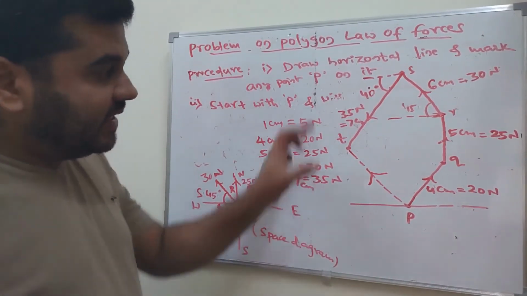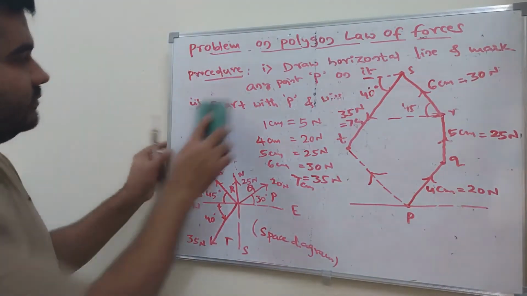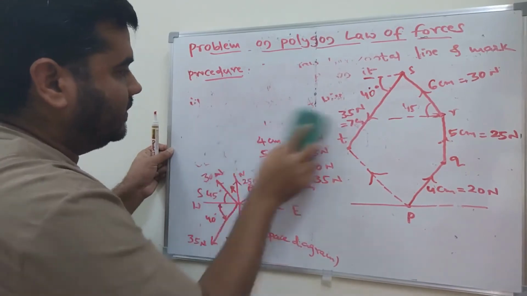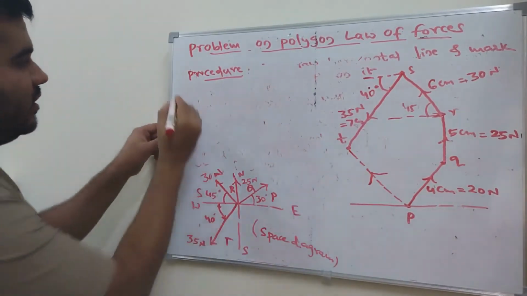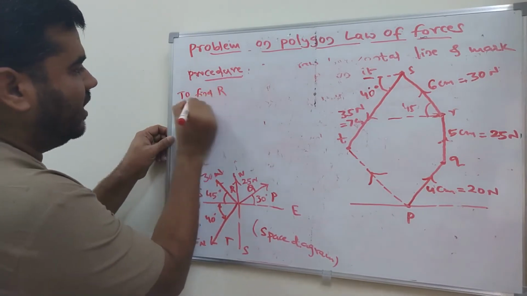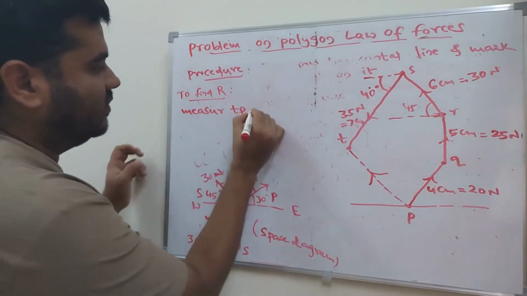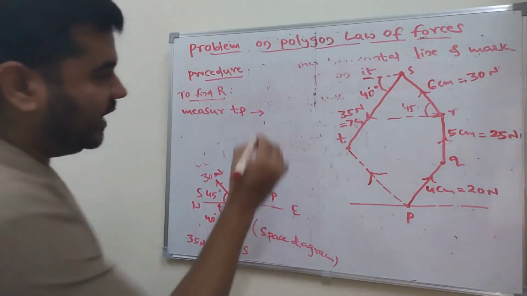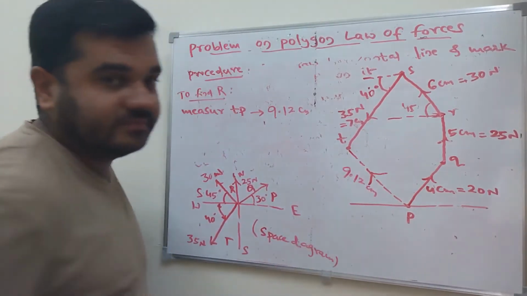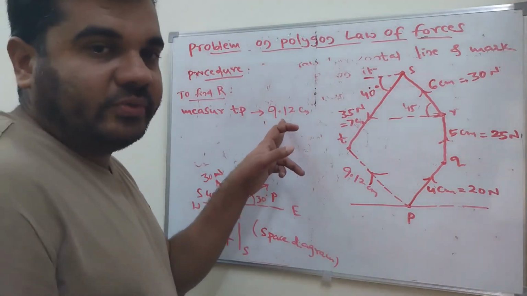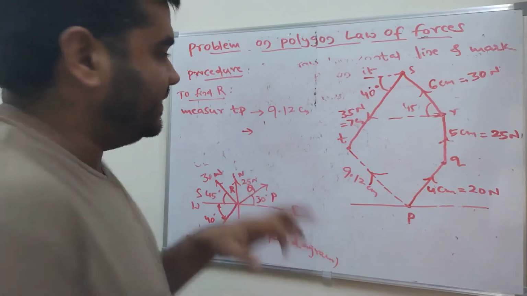Now measure TP. Now what we will do? You want the resultant R. Okay. To find the resultant R, first measure TP from the scale. After measuring, you will get TP equal to 9.12 centimeter. Okay. 9.12, you want in terms of Newton. Convert again the centimeter to Newton here. You took 5 Newton equal to 1 centimeter, right?